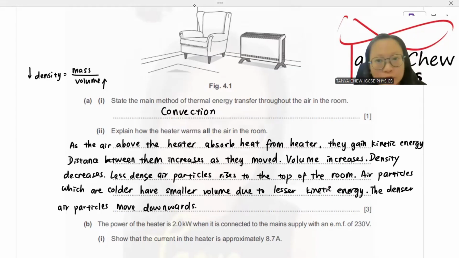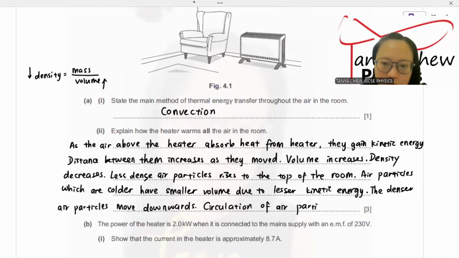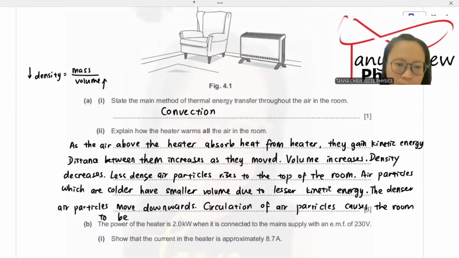This process is called circulation. Hotter air rises, colder air moves downwards. This is called circulation of the air particles, and the circulation of air particles causes the room to be warm. Done.